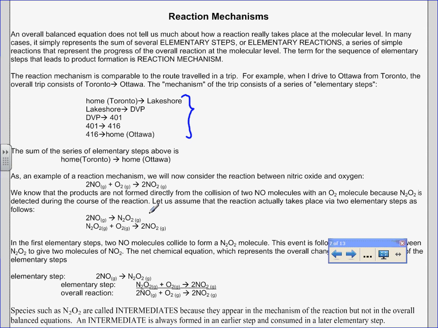In this case, the N2O2 is what is called an intermediate. And an intermediate is something that appears as part of the mechanism, but doesn't appear in the overall reaction. So it's produced in one step of the mechanism and then it's consumed in a later step. And these intermediates are often very unstable on their own and thus very reactive.